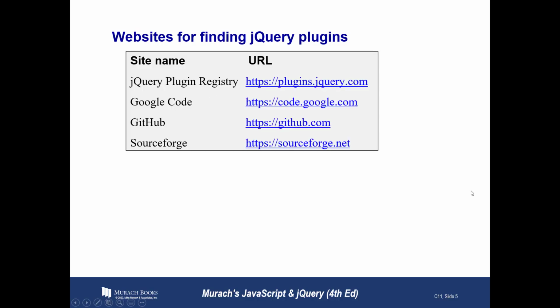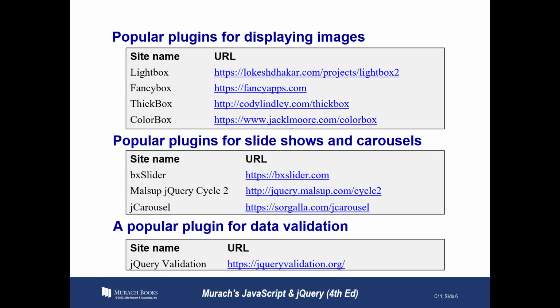So here are some websites. The one I already, of course, have given you. Google Code will come up with some. Of course, GitHub is getting more and more popular for people putting their different bits of code out there. And SourceForge, which typically has a lot of downloads in there. And they even give you some, as it says, popular plugins for displaying images, slideshows, and carousels.